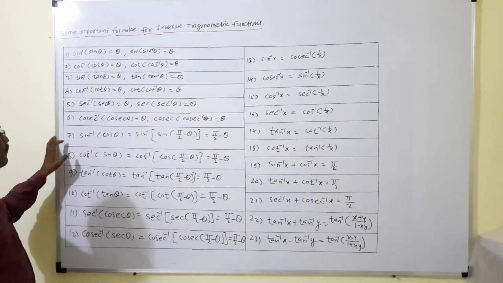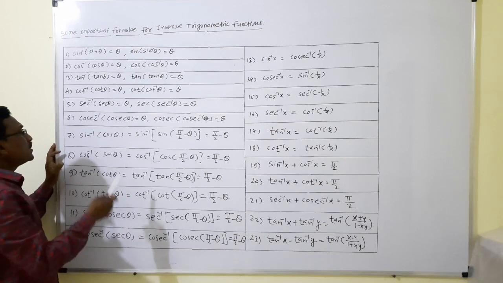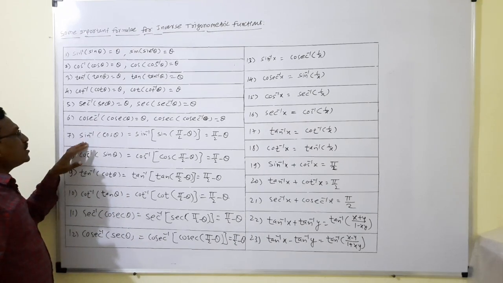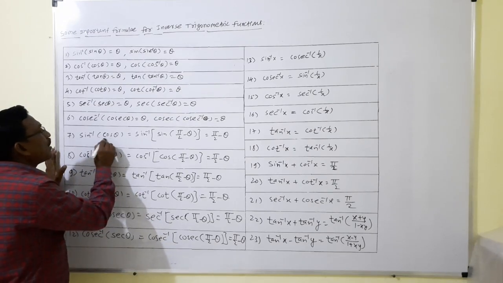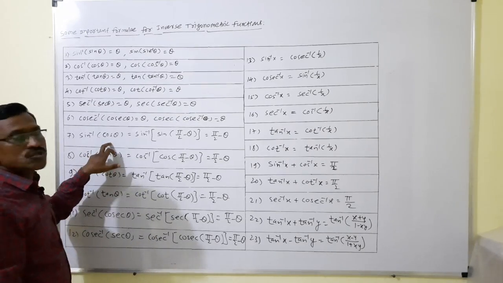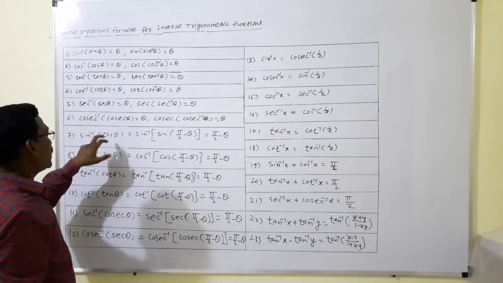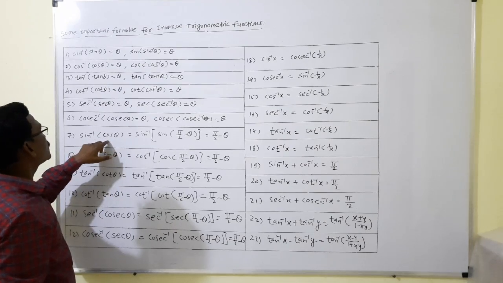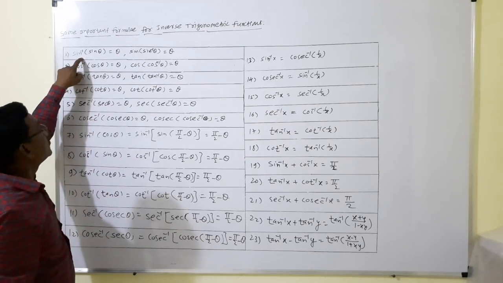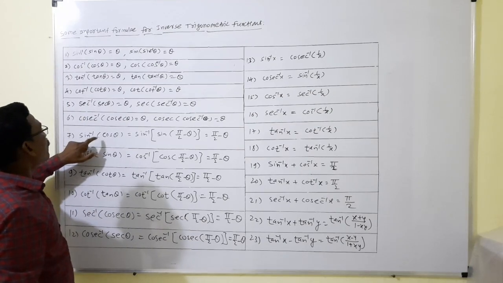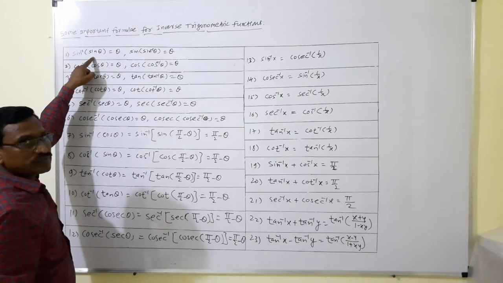Now whenever our function is sine inverse of cos theta, we have to convert this cos theta into sine by using this formula. We have to convert this formula into this.